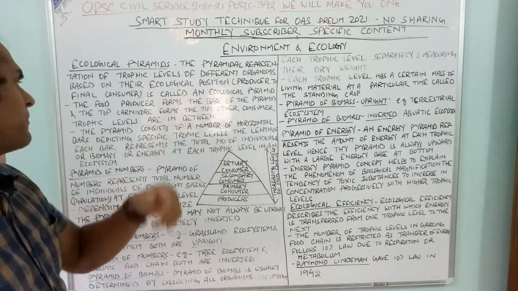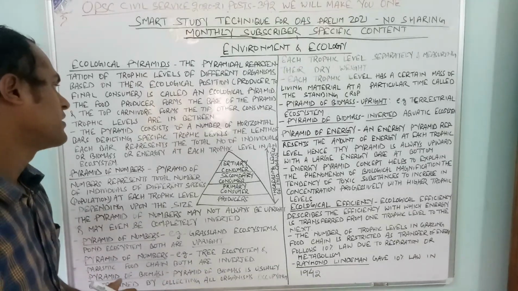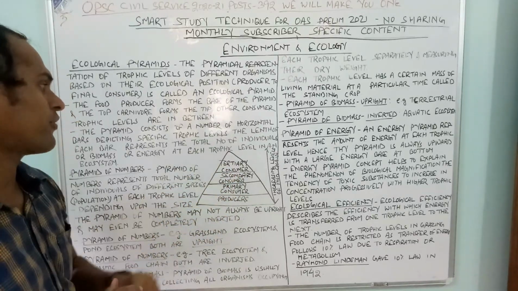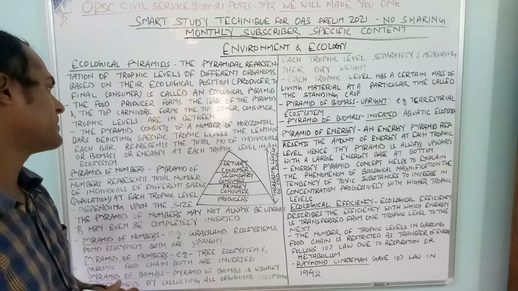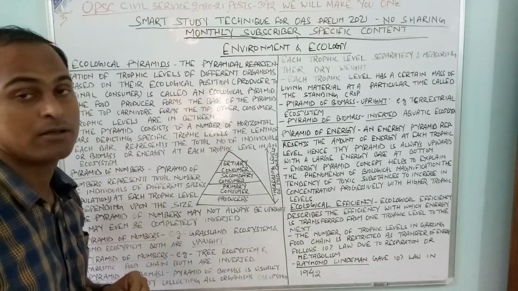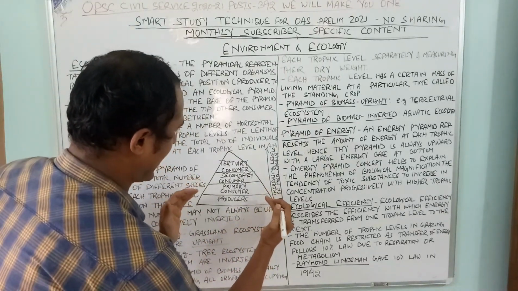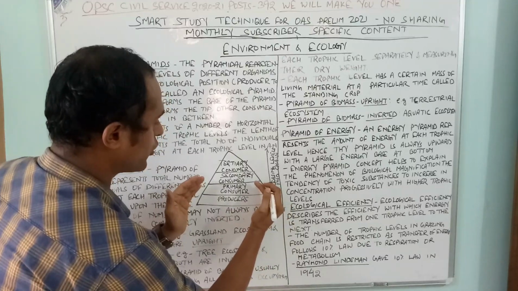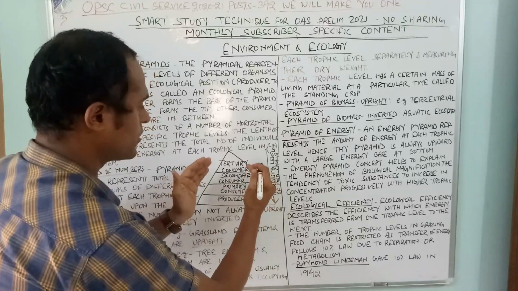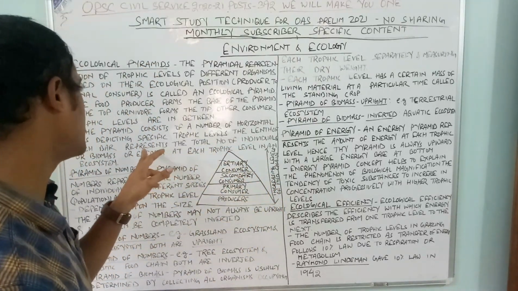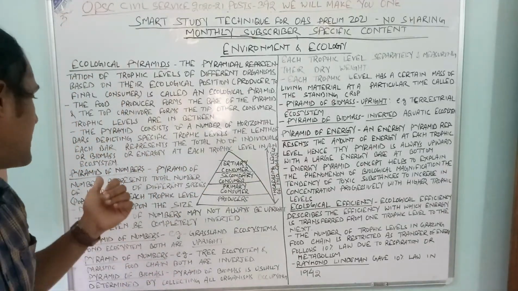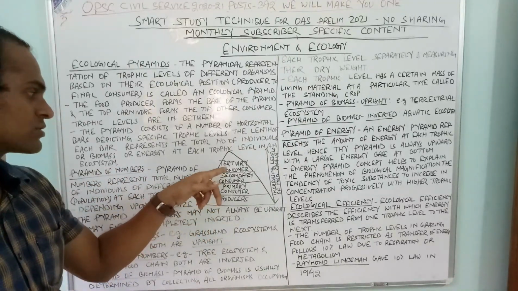The pyramid consists of a number of horizontal bars depicting specific trophic levels. The length of each bar represents the total number of individuals, or biomass, or energy at each trophic level. What happens? If you see, it is going down, going down, going down. Same with the biomass. Biomass also goes down. And the same goes with energy. Then pyramid of numbers, the numbers also go down slowly.